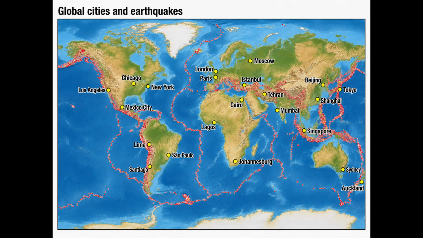In the picture, we can see a world map showing global cities and earthquake areas. The yellow dots show important cities around the world, such as Los Angeles, Tokyo, Beijing, London, Cairo, Johannesburg, and Sydney. The red dots and red lines show where many earthquakes happen.